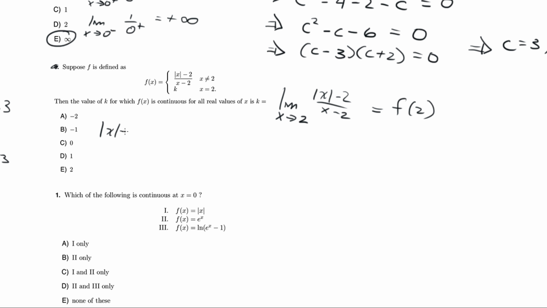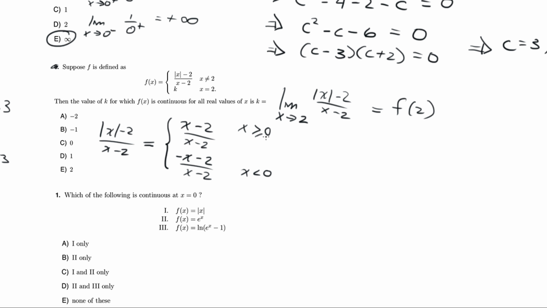So absolute value of x minus 2. Now, we only worry to break it into 2 if this gives you 0 over 0, which it does. That's why we have to break it into 2. Okay? So it's going to be x minus 2 for x greater than or equal to 0, over x minus 2. And negative x minus 2 over x minus 2 for x less than 0.